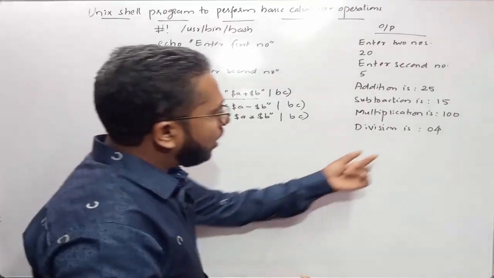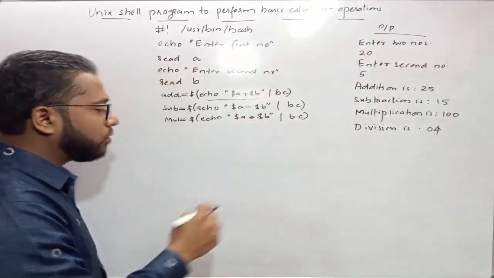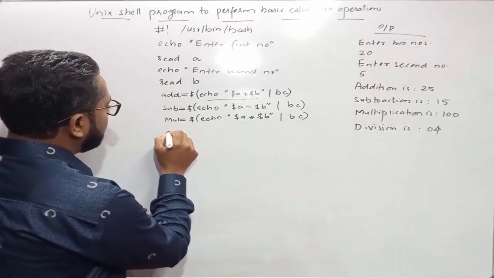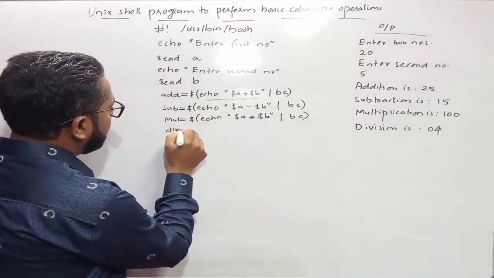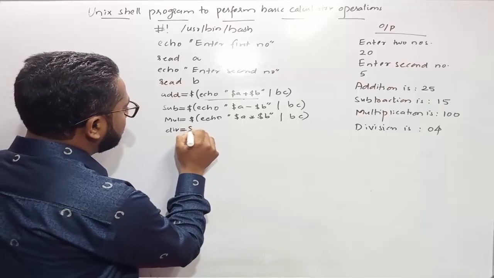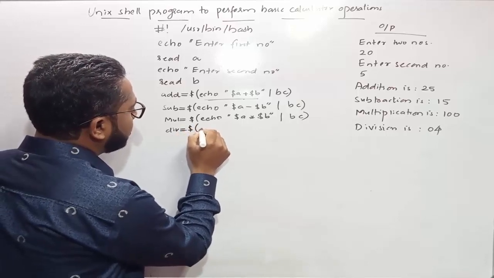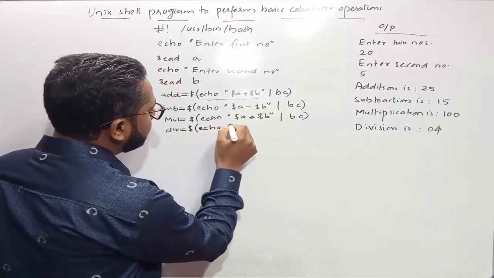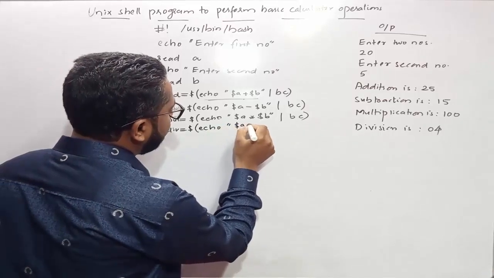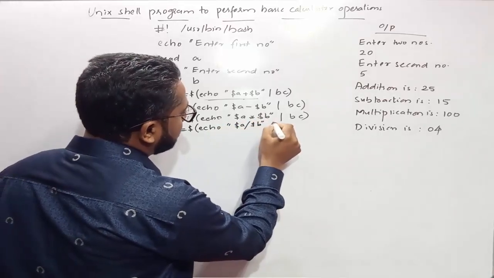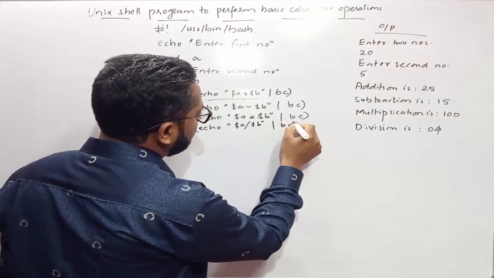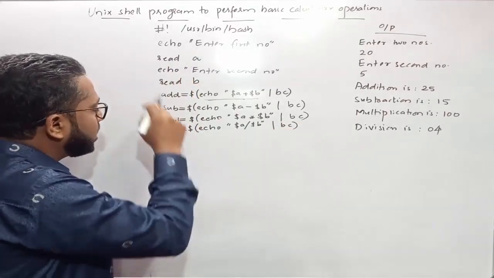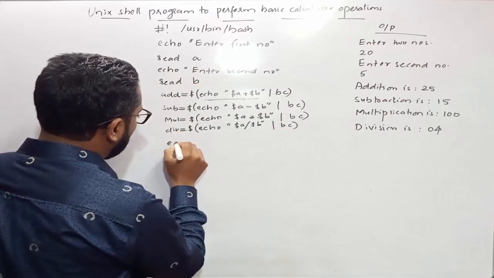Now next I will perform the division. So to store the output of division, I also need to create one more variable, which is div equal dollar open round bracket echo space double quote dollar a slash dollar b double quote close, space pipe space bc.